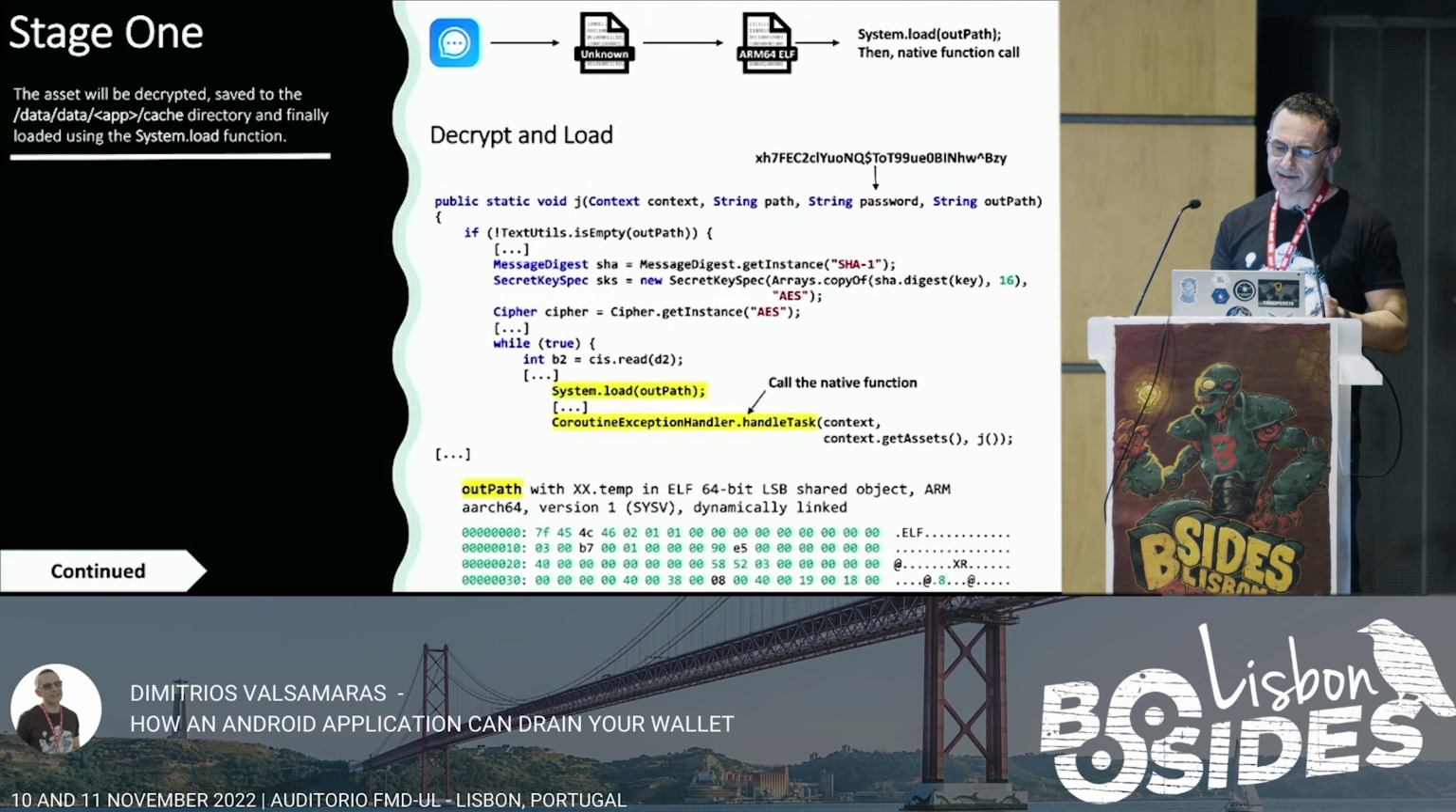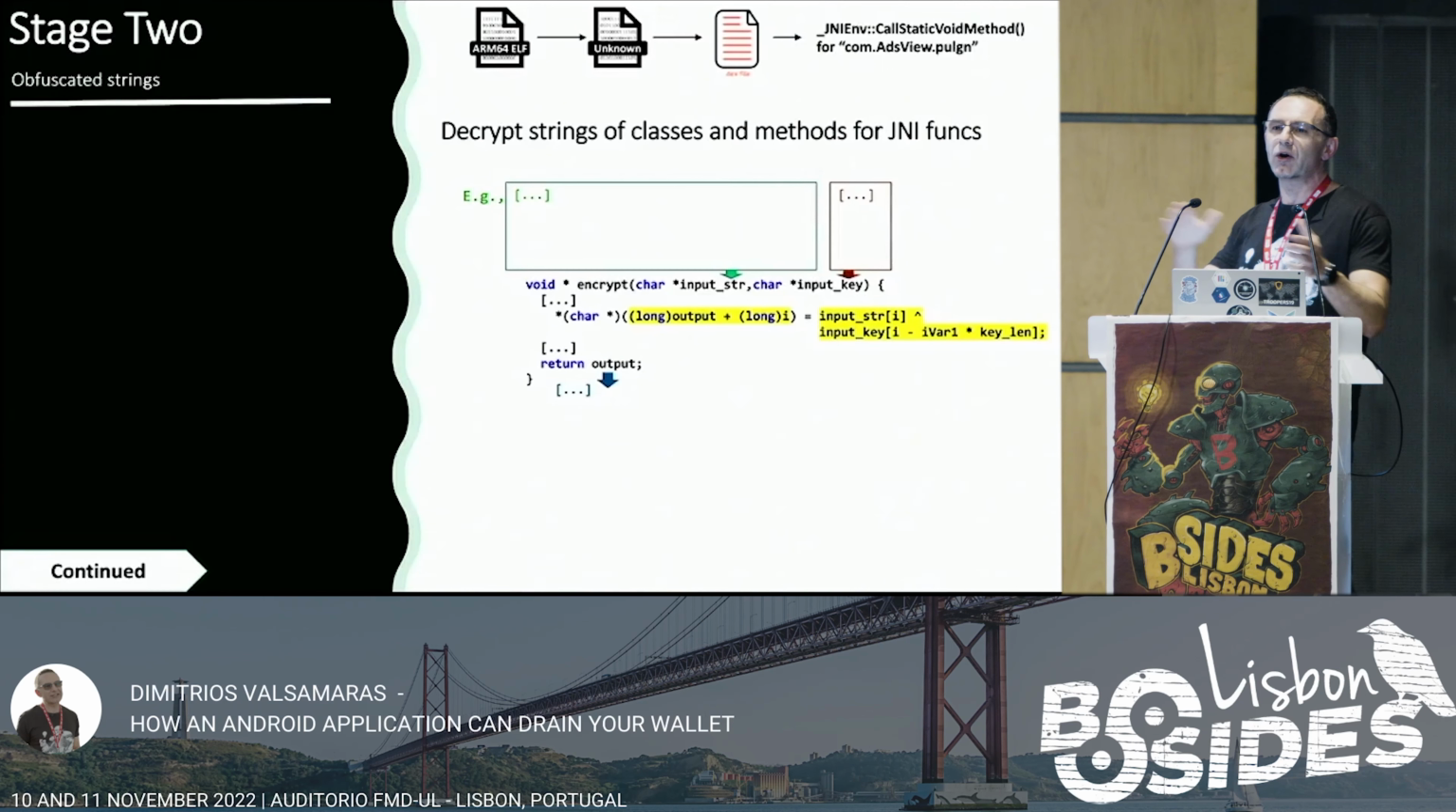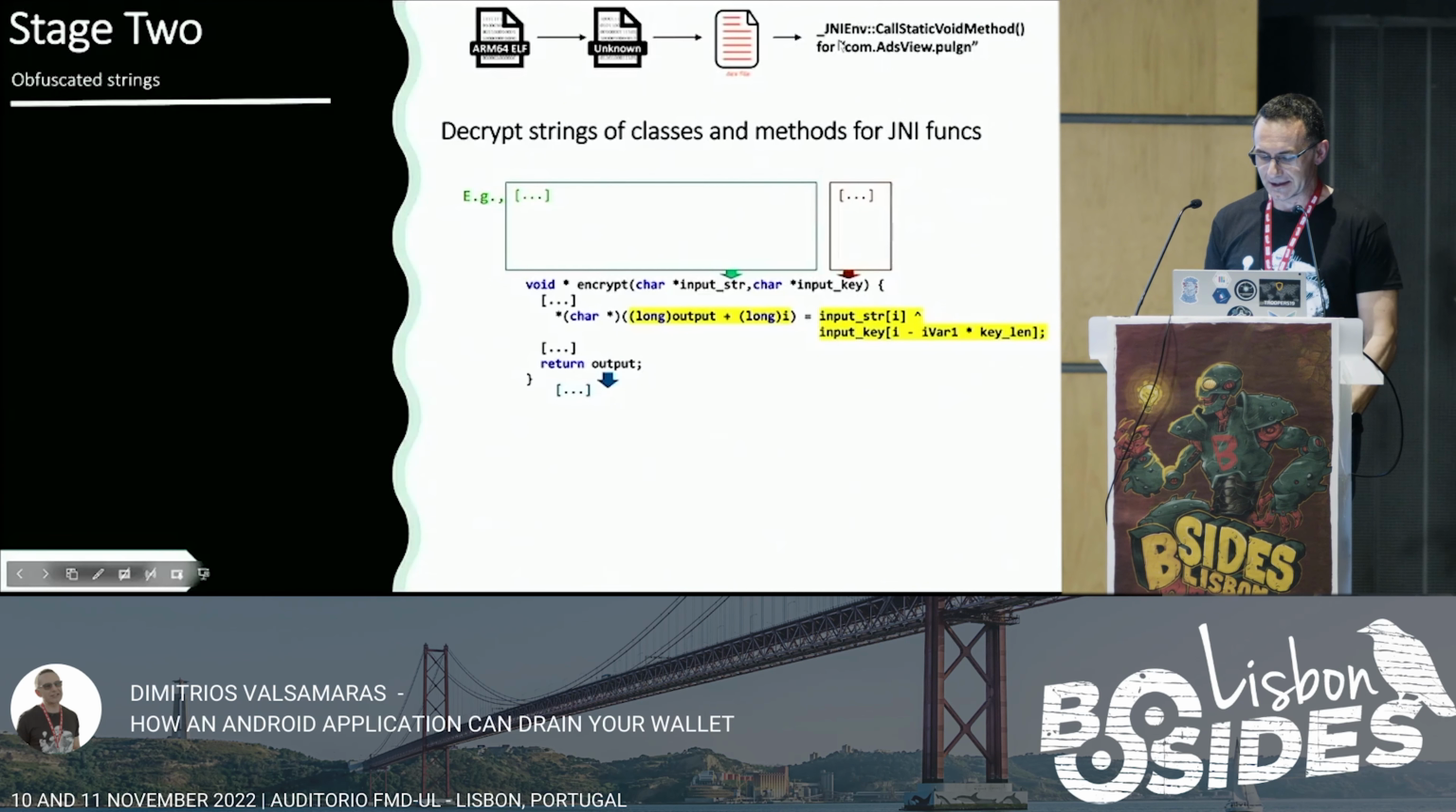Then, in the next step, it will decrypt this asset using a key which was found to be hard-coded in the specific DEX file. It will decrypt this file using AES, and it will drop another file, which is an ELF file, in the data folder of the app. This is an ELF file. It will be loaded using the System.load function, and then it will call a native function which is implemented in the native layer. So we are now on the native side.